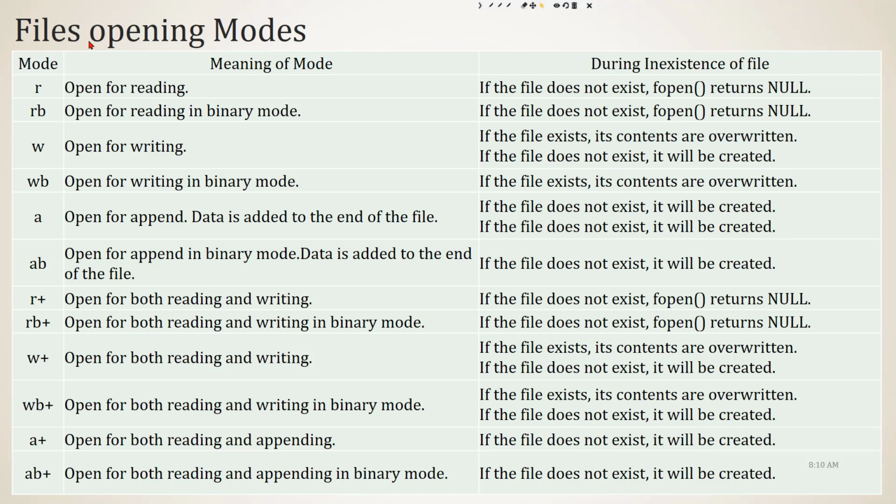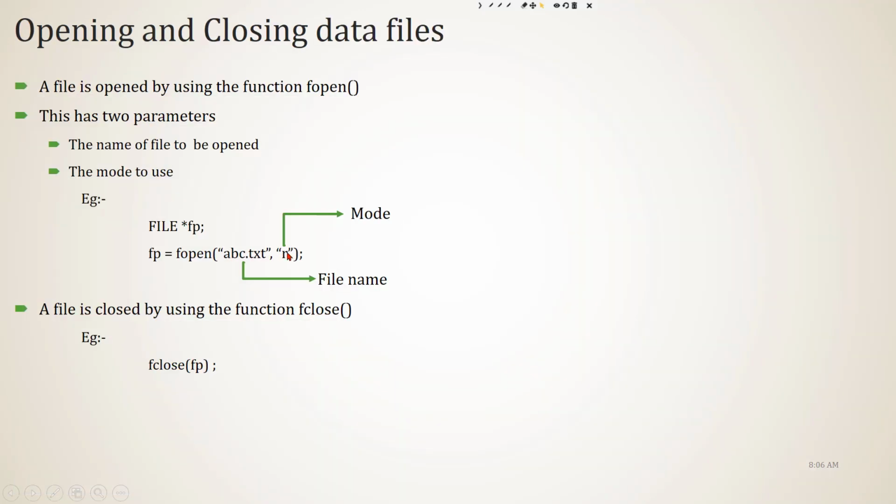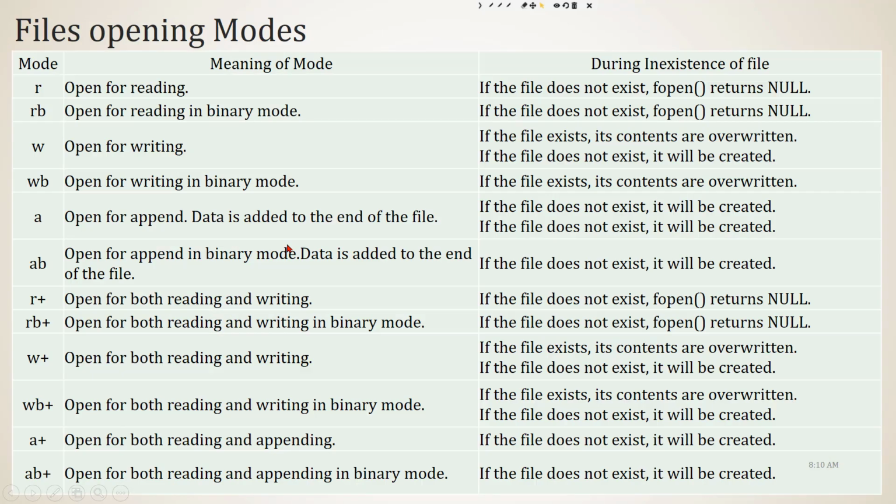Okay, these are the file opening modes. In the earlier slide we studied R. Similar to that we have some other modes. R is for opening a file for reading the content of data. Reading the content of data means reading it using a C program.